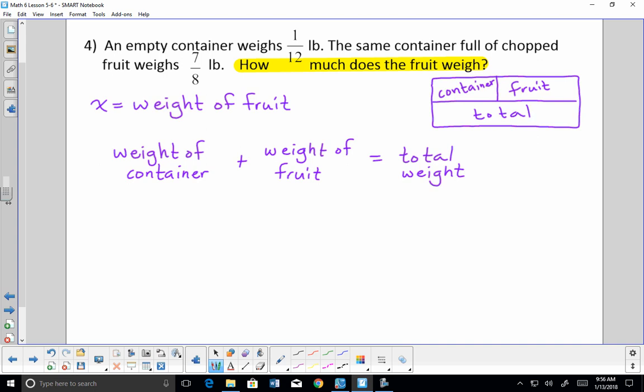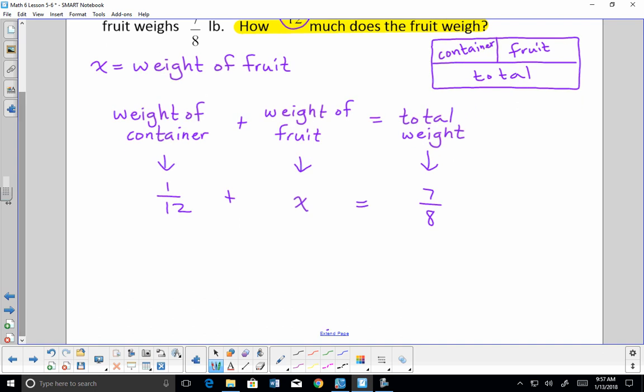So the weight of my container, we already defined that as being x, plus the weight of my fruit... wait, the weight of my container is not x. The weight of my container is 1/12. The weight of my fruit is x, because it says right here the weight of my empty container is 1/12 of a pound. The weight of my fruit is x, and the total weight is 7/8. So we have 1/12 plus x equals 7/8.